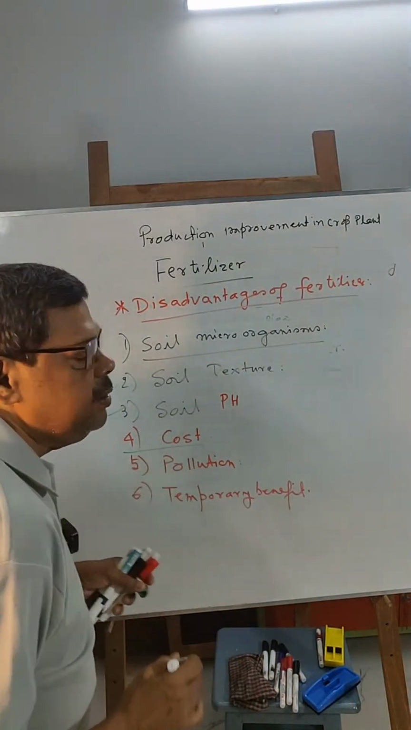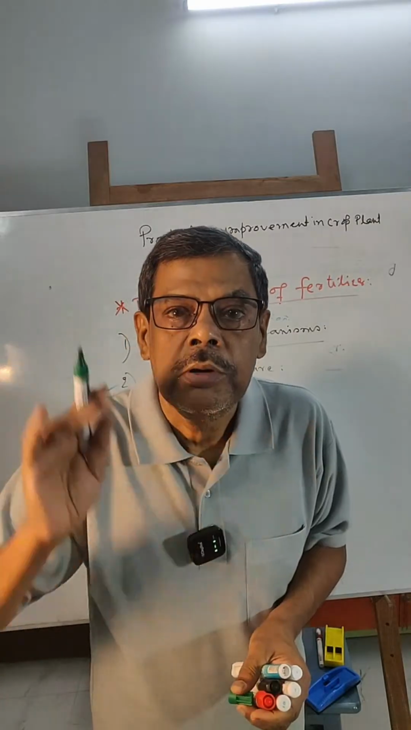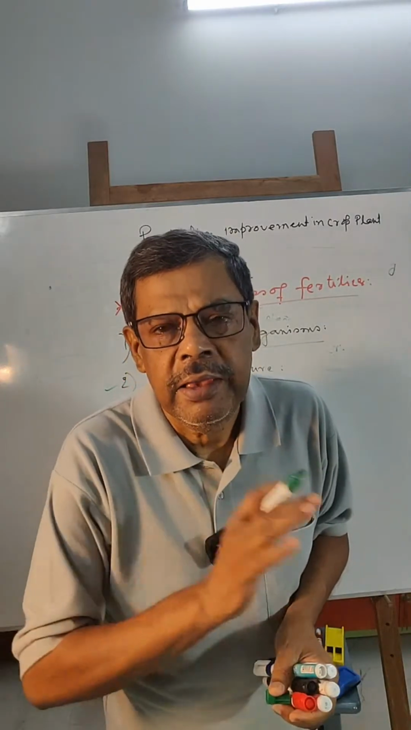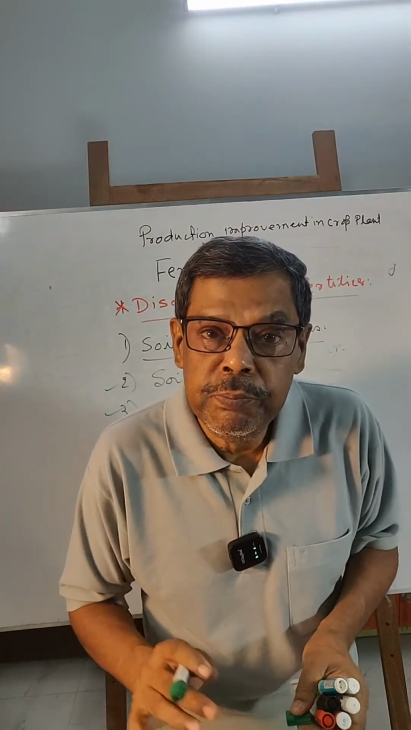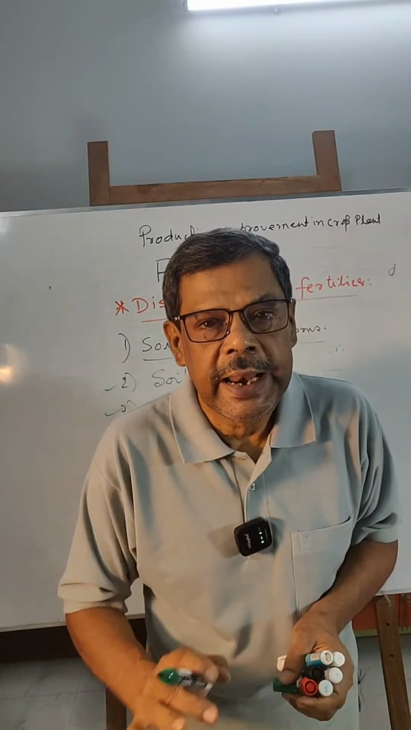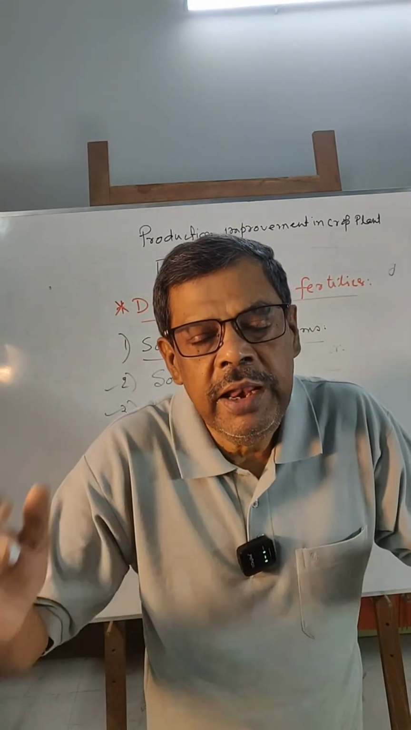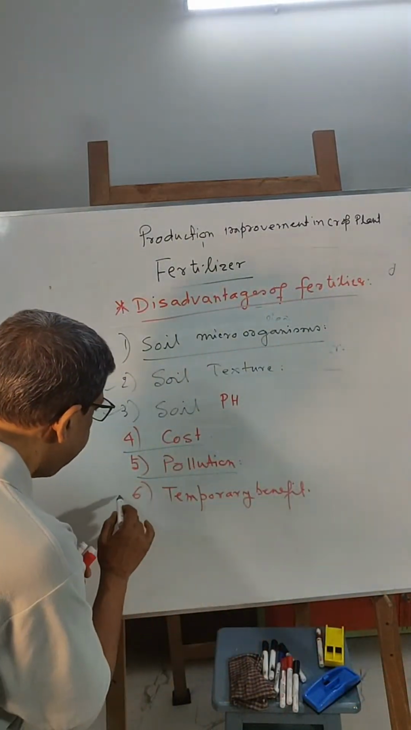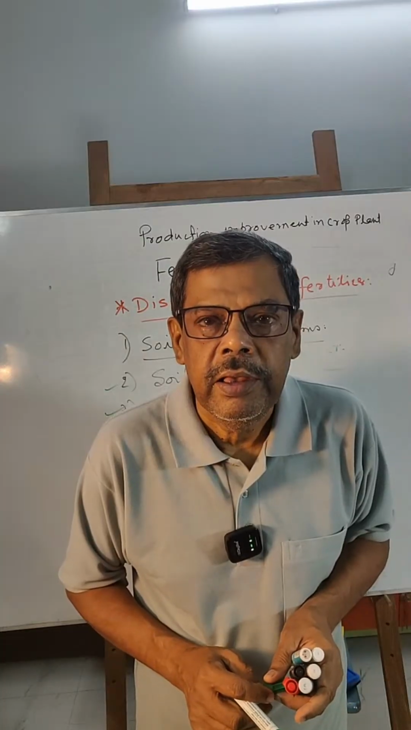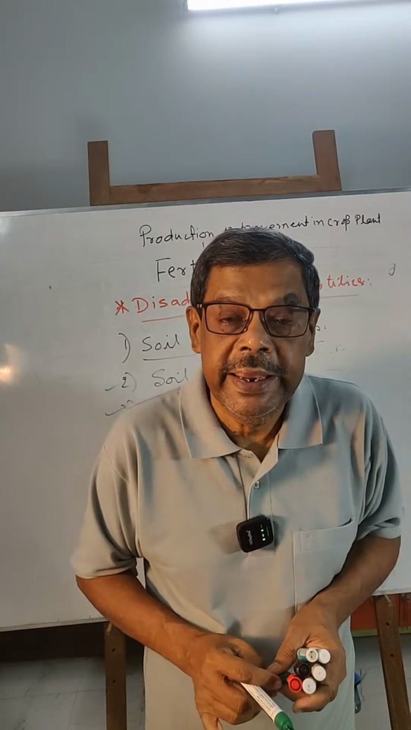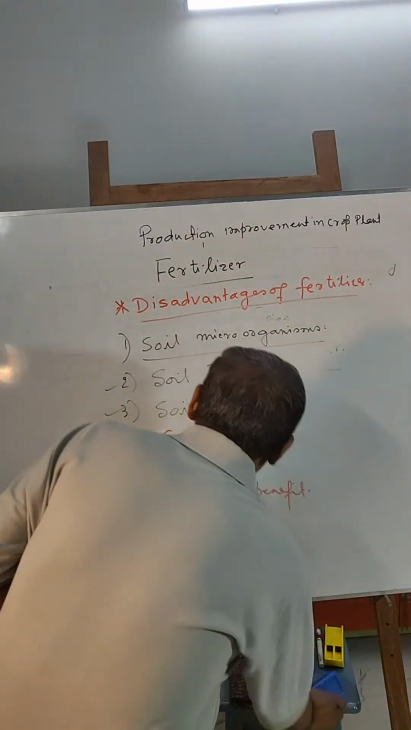Next, cost. It is too expensive, so the cost of cropping would be high by applying fertilizer. Next, pollution. It can pollute soil, groundwater, as well as air and other water bodies. Next, temporary benefit. The benefit of applying fertilizer is not long-lasting, it gives only temporary benefit. This is all about fertilizer.